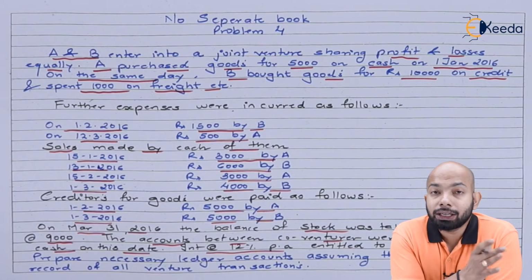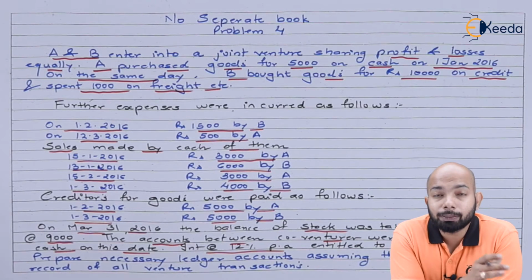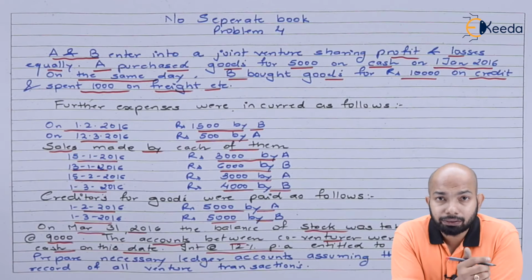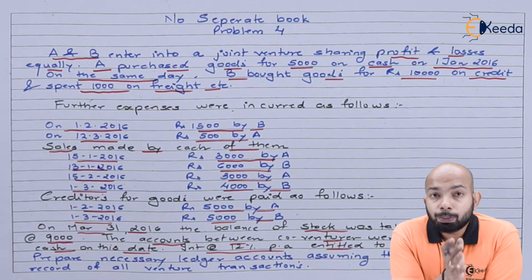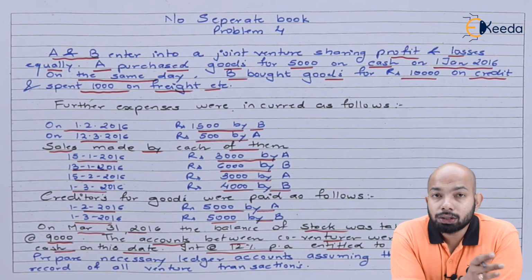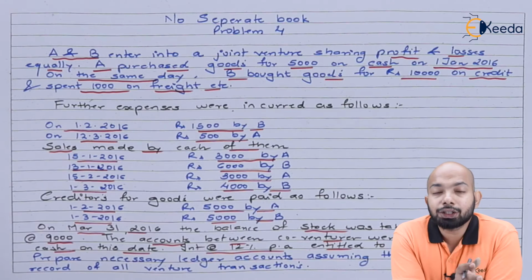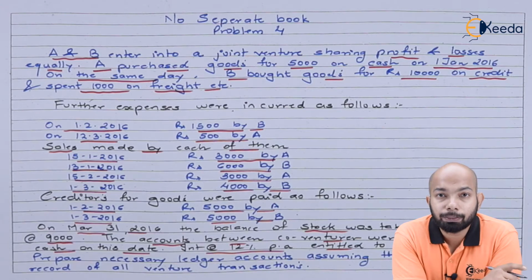Co-ventures are entitled to an interest of 12% per annum. That means that is the interest they are supposed to receive. We are supposed to prepare the necessary ledger accounts, assuming that they maintain all the transaction records. That means all the transactions are being recorded by each of them. So let's figure out what the ledger accounts are that we need to prepare here.